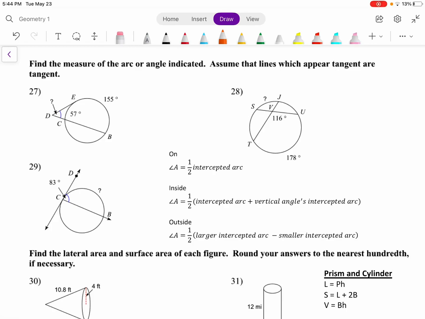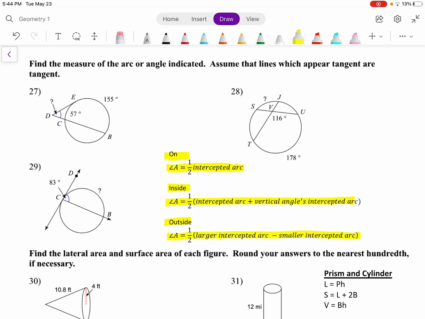Page 4 of the Geometry Second Semester Exam Review. Find the measure of the arc or angle indicated. Assume that lines which appear tangent are tangent. Here are the main ideas for this section.